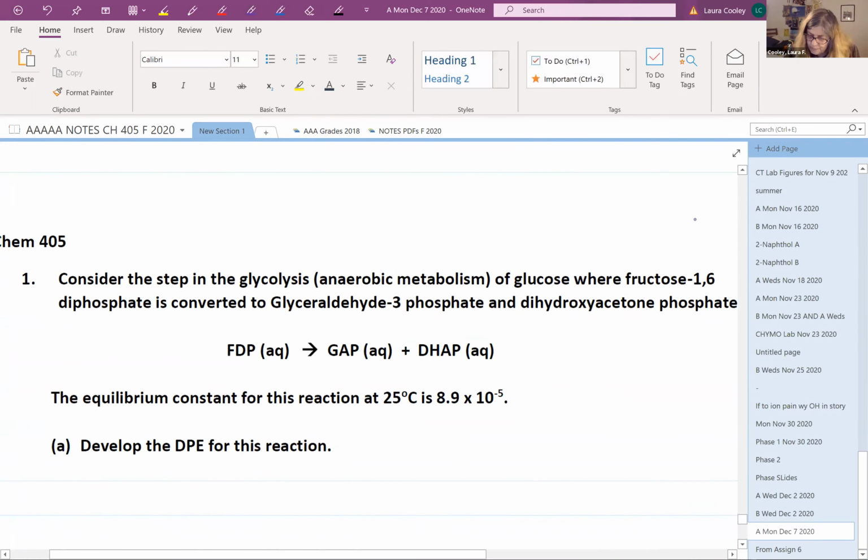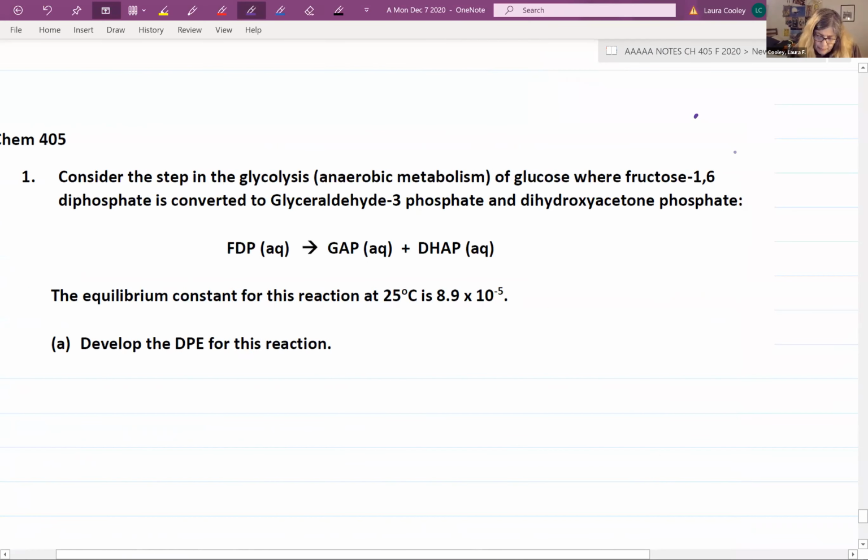This is a step in glycolysis where fructose 1,6-diphosphate is converted to glyceraldehyde 3-phosphate. I can barely pronounce these things, and dihydroxyacetone phosphate. So we've got an FDP as a reactant, and a GAP and a DHAP as products. And it's giving you the equilibrium constant. Now look at this equilibrium constant. It's really very small.